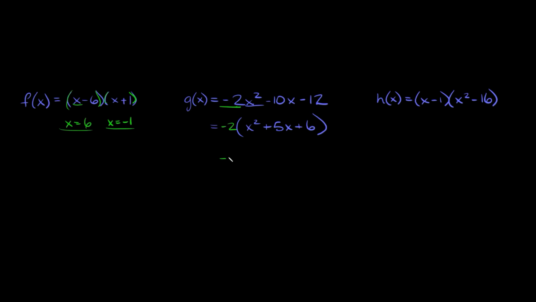We can continue breaking this down. x² + 5x + 6, we can factor this even more. You can use guess and check or whatever method you want. Here we have x², so we're going to have an x there and an x there. The two numbers that we put here have to multiply to positive 6 and add up to positive 5, so that's going to be a plus 2 and a plus 3. Now we have g(x) = -2(x + 2)(x + 3).